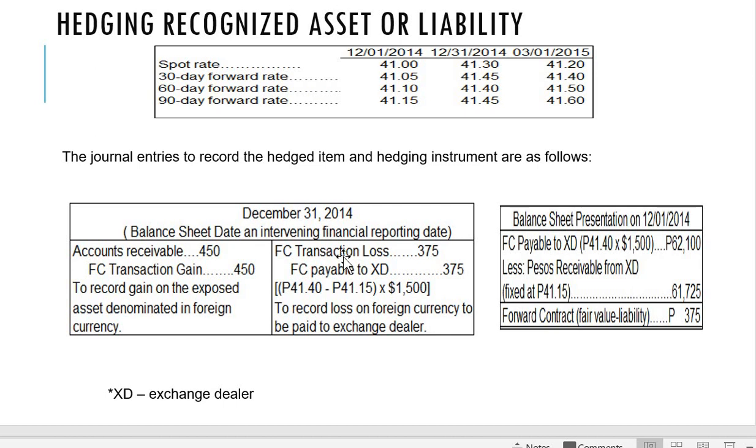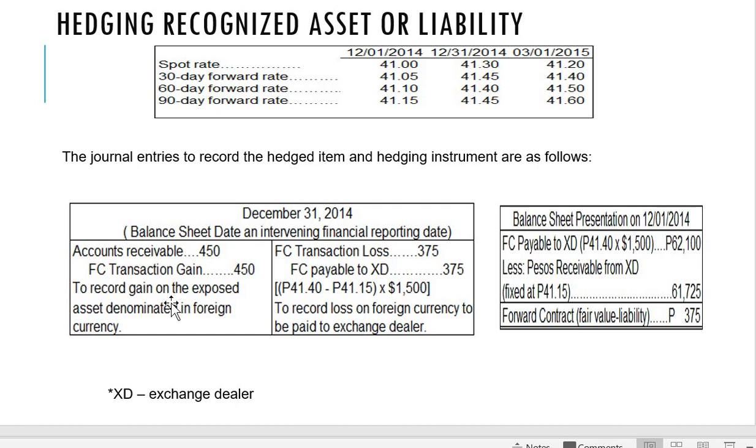Okay, so for the hedged item, we'll compare: we have 41.3 on December 31, and 41 on December 1. So 41 and 41.3, so it increased. Since this is an exposed asset, when it increases, that means gain. So that's actually 41.3 less 41, or 0.3 times 1.5. You have debit accounts receivable, credit foreign currency transaction gain at 450.